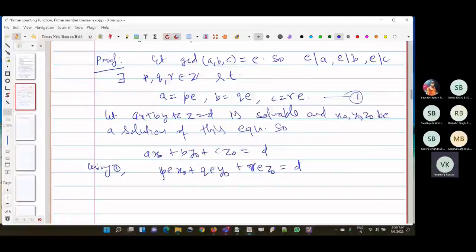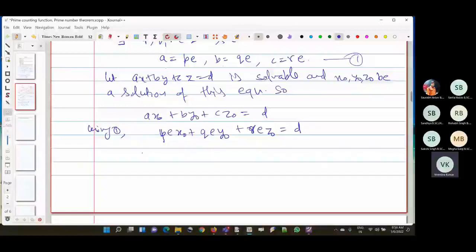So what can we take common? We can take e common from here, and then we have e(p x0 + q y0 + r z0) = d. All right. So what do we conclude from here? This means that e divides d. All right. So one part we have proved.